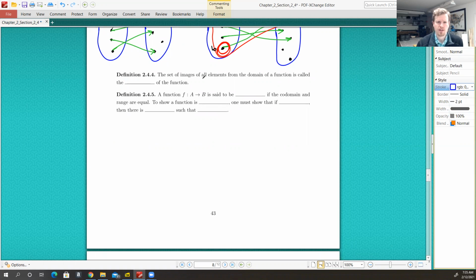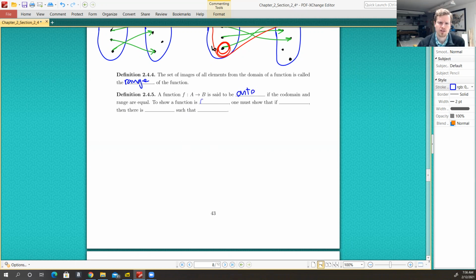So the set of images of all the elements from the domain is called the range of the function. That is not new, but what might be new, since we introduced the idea of a codomain, is that we want to see how these two things are related, or at least one of their interactions. So a function is said to be onto if the codomain and range are equal. When the codomain and range are the same, that's a special function, and that function is called onto.